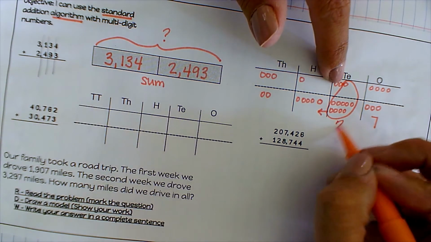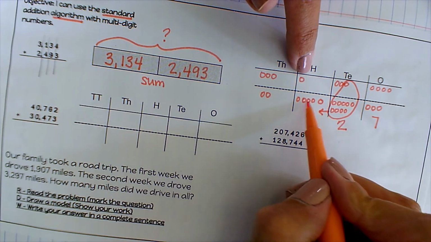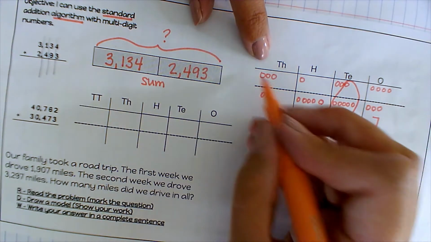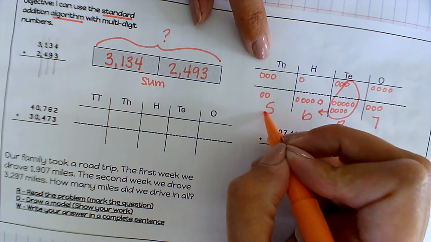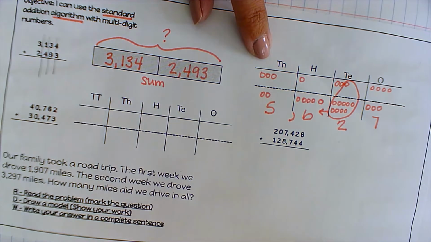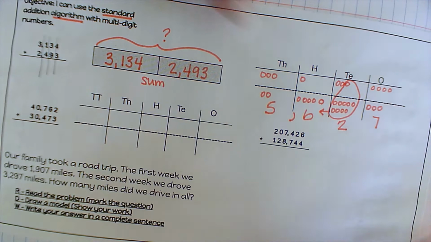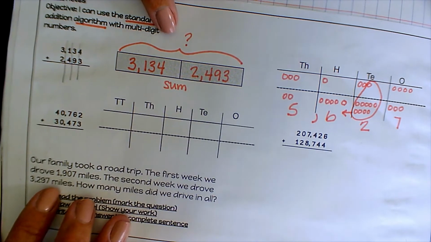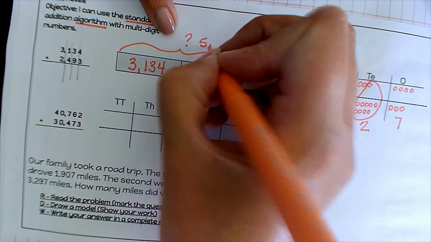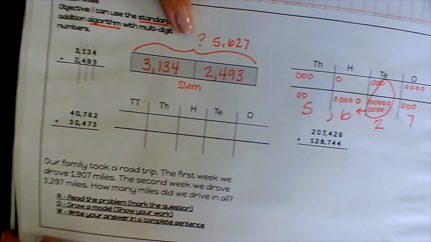So how many tens are left? I have 2 tens remain. Now I can count my hundreds. 1, 2, 3, 4, 5, 6. And I can count my thousands. 1, 2, 3, 4, 5. I'll want to remember to place my comma. 1, 2, 3. And my answer is 5,627. I can add that now on top of my tape diagram that my total is 5,627.